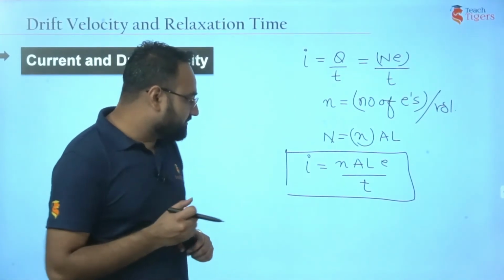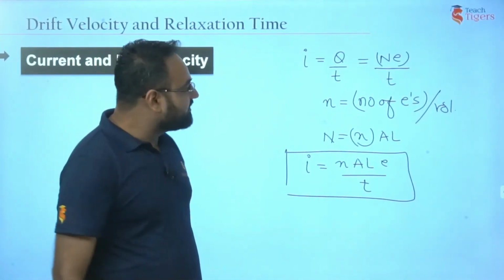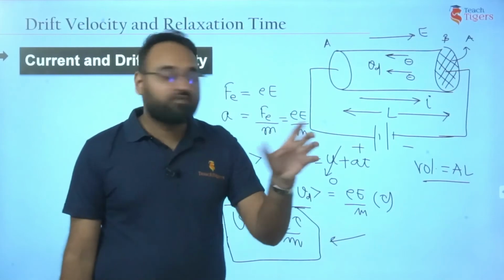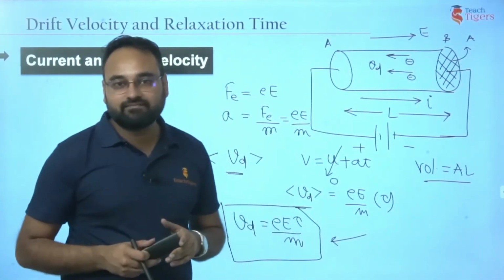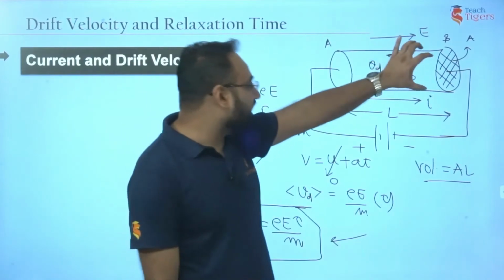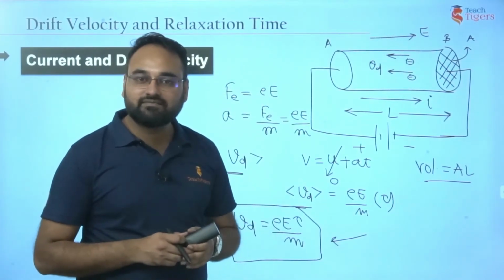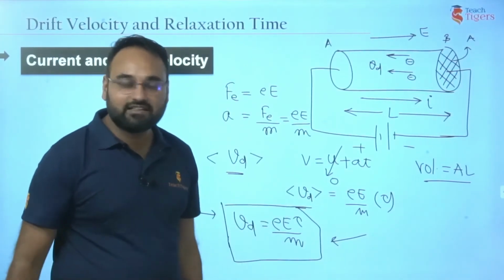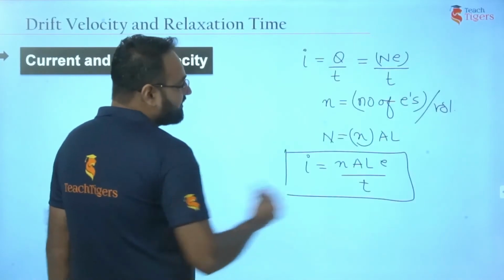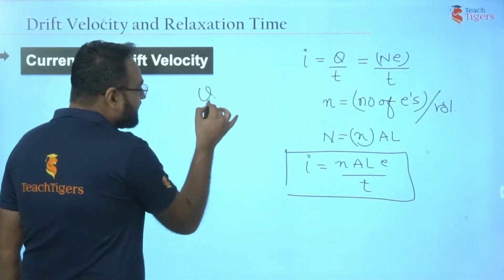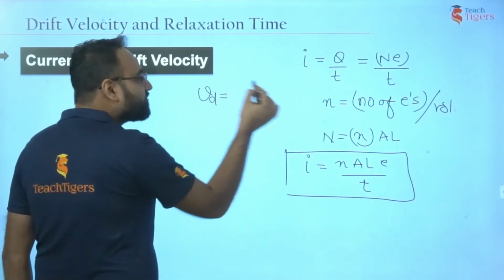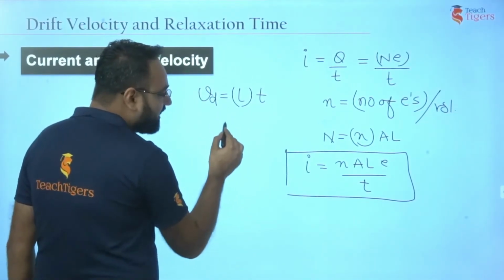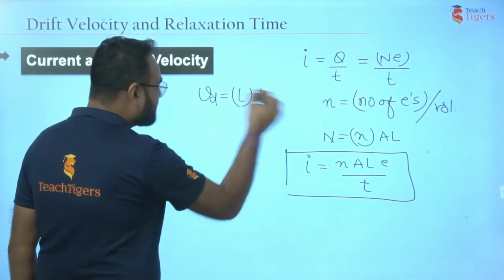Now, one more thing. In this conductor, how can we relate the flow of electrons with time? We are assuming that these electrons drift with a constant velocity through this conductor of length L. That means this velocity will be equal to speed is equal to distance upon time, L upon t.